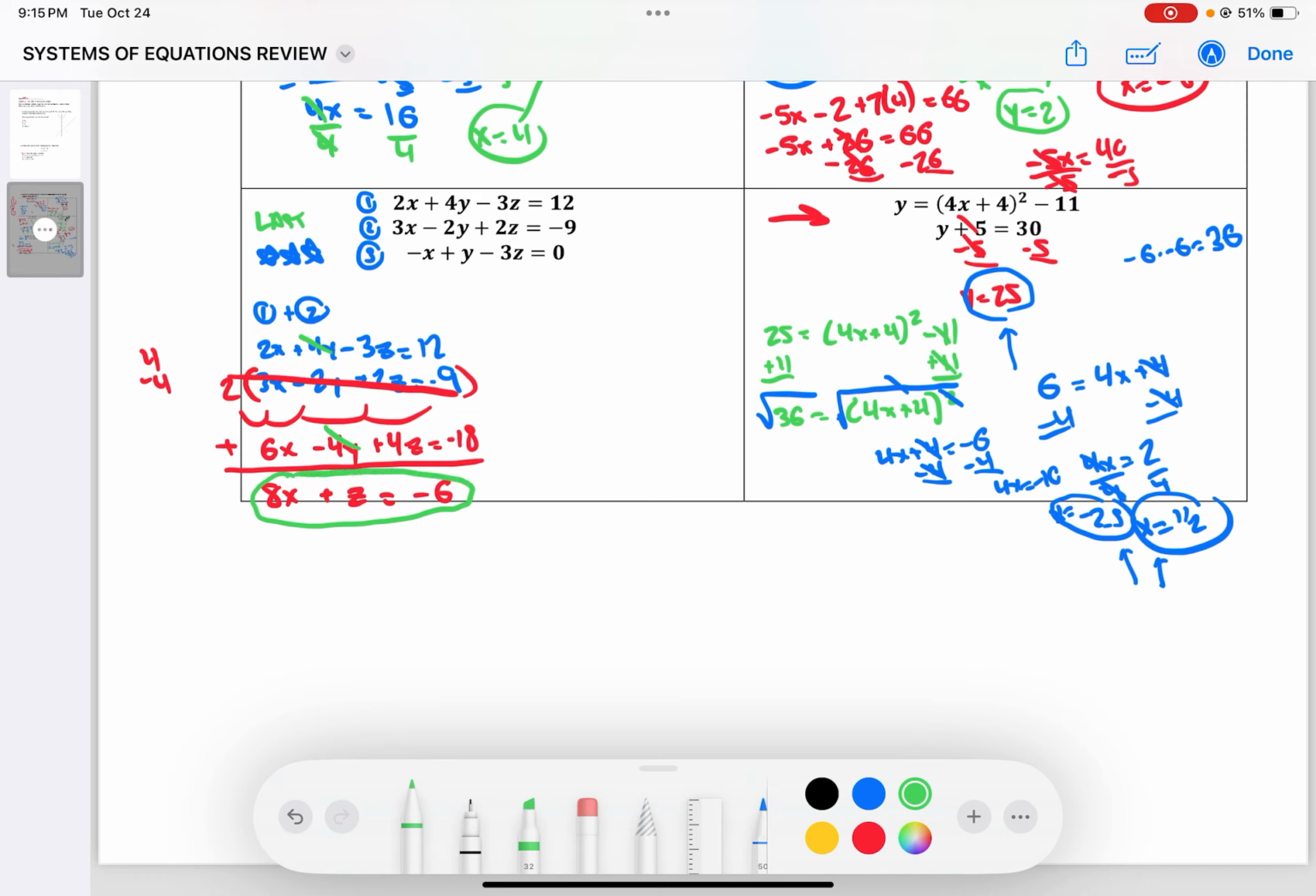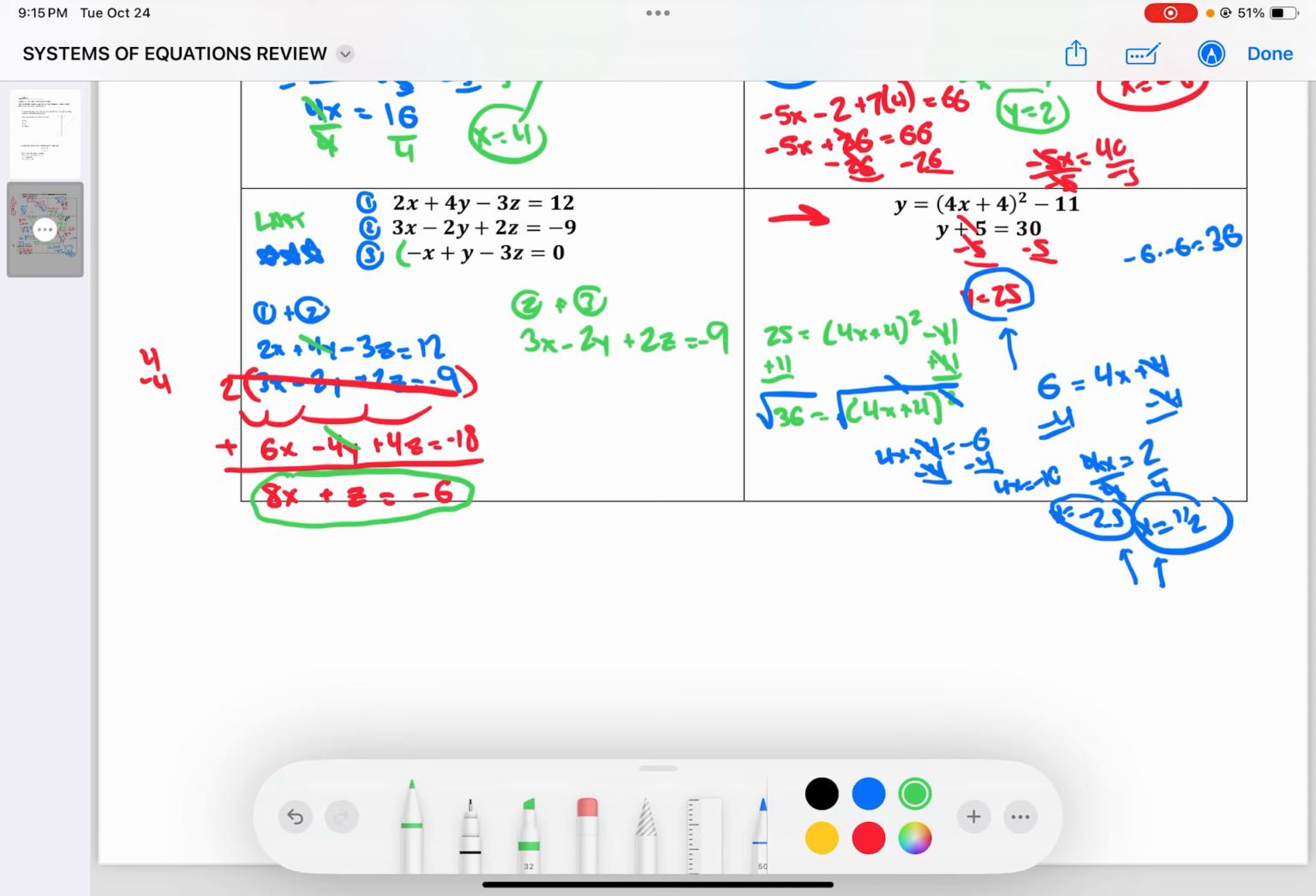Now I need to pick a different pair of equations and cancel out the same variable. So now that I've committed myself to canceling out the y variables, I have to cancel out y again. Well, let me try and add 2 and 3 together. 3x minus 2y plus 2z equals negative 9. And I've already noticed that's going to be a 1y, and negative 2 and 1 are not opposites, right? I would rather that be a positive 2.